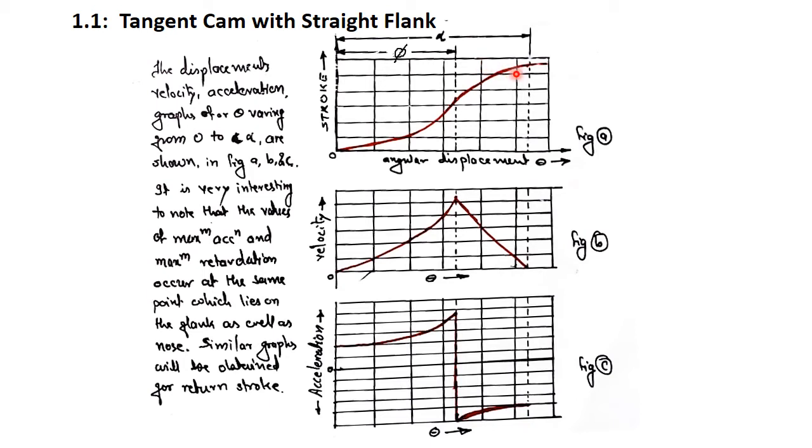Okay, so this is the graph for displacement, this is the graph for velocity, and this is the graph for acceleration when the follower moves on the surface of straight flank and nose. Okay, so here I conclude the tangent cam with straight flank. Thank you.